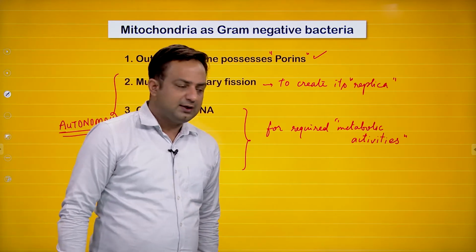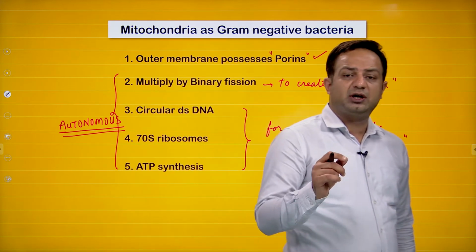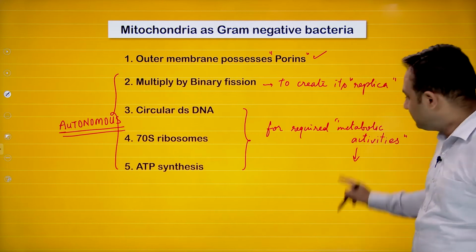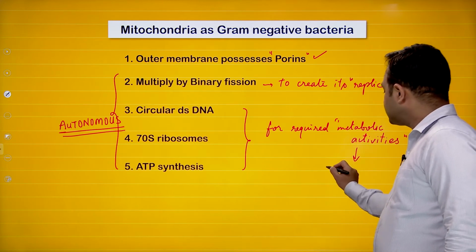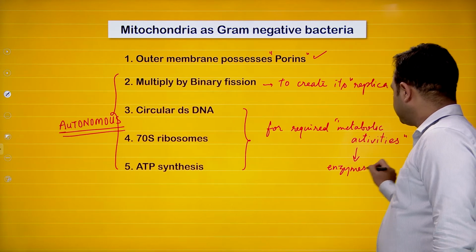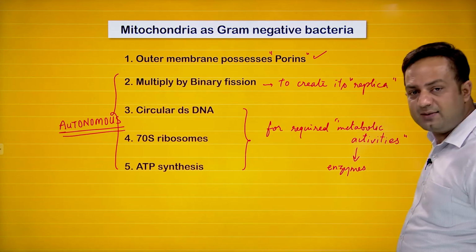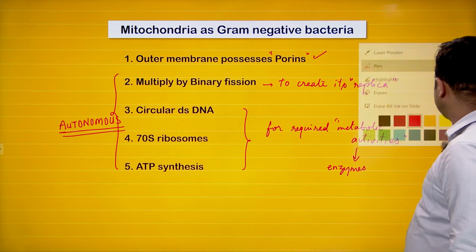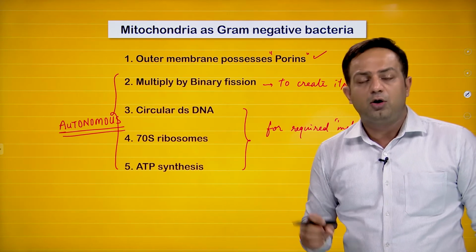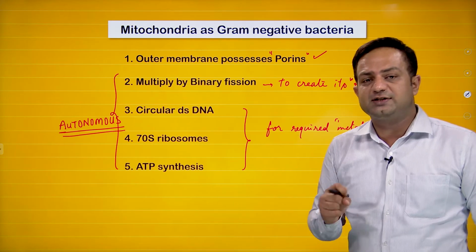What objection? The thing is, these metabolic activities require enzymes. So if enzymes are required for these metabolic activities, the question is from where these enzymes are coming, or where the genes for such enzymes are located.